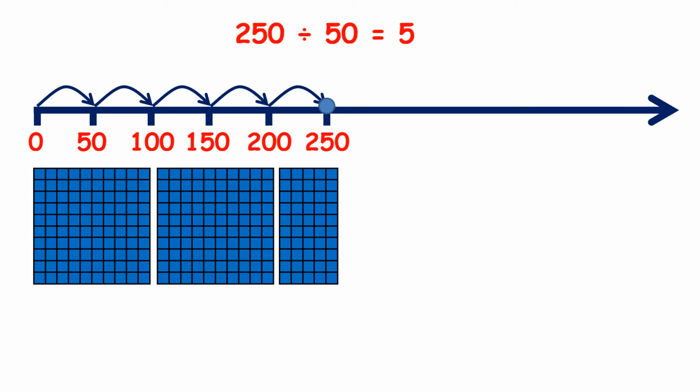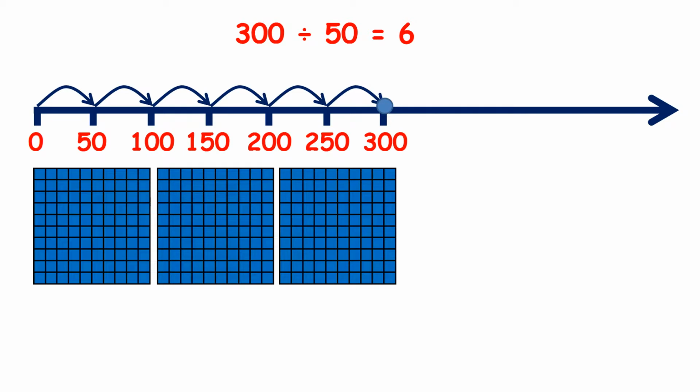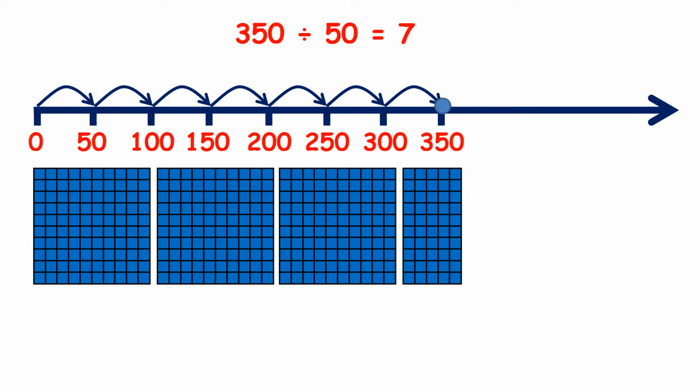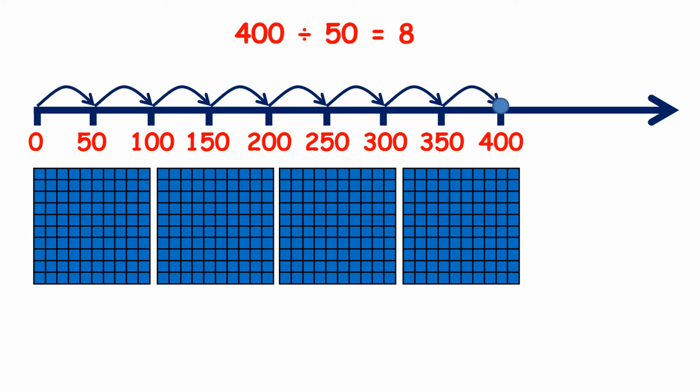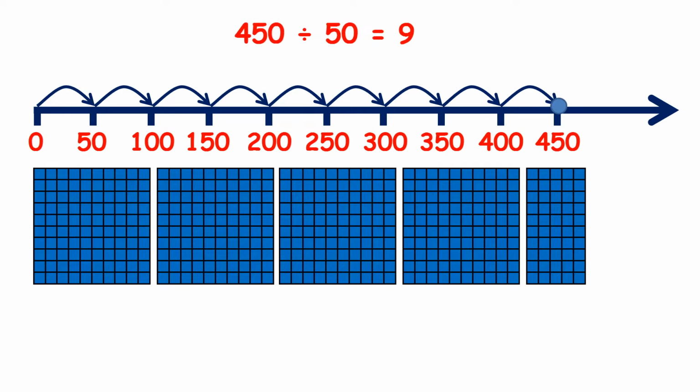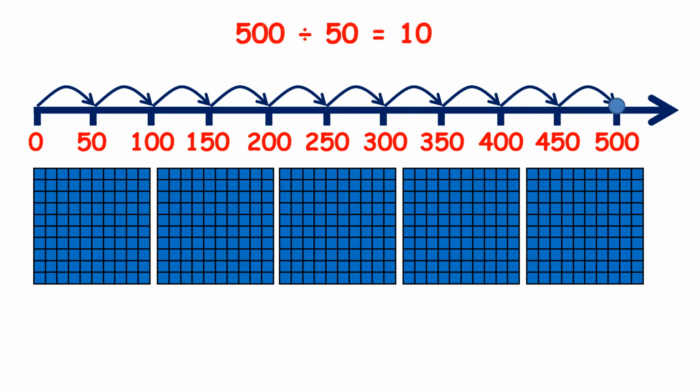250 divided by 50 is 5. 300 divided by 50 is 6. 350 divided by 50 is 7. 400 divided by 50 is 8. 450 divided by 50 is 9. 500 divided by 50 is 10.